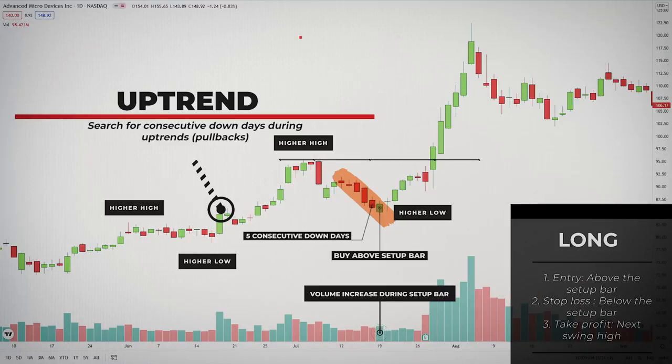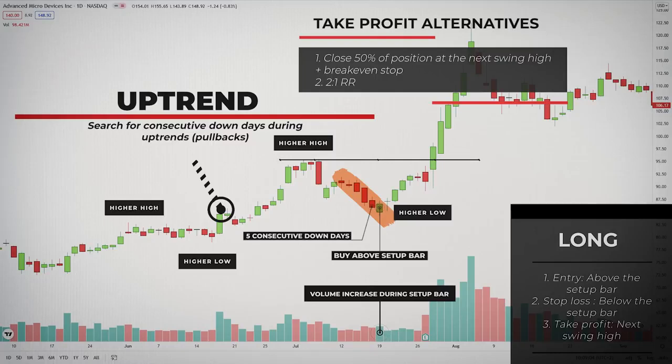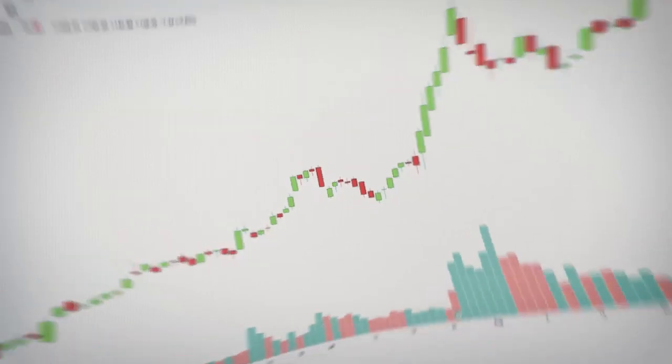My preference is to exit 50% of my position at the next swing high, and then I put my stop to break even and continue to trail my stop if the price breaks that swing high. With this approach, you can catch some giant moves. If the distance between your entry and the next swing high is too big or too small, be conservative and close a part of your trade when you reach a 2-to-1 reward to risk ratio.